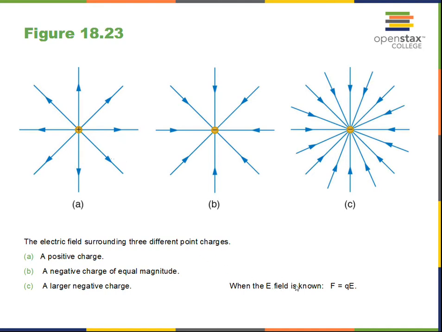And again, when we know the electric field, if someone tells us the number of coulombs of the charge and tells us the electric field happens to be 10 newtons per coulomb towards the right, then we could calculate the force. Just multiply the charge in coulombs times the electric field in units of newtons per coulomb. The direction of the force is the same as the direction of the electric field when this Q is positive. When the Q is negative, the direction of the force will be opposite to the direction of the electric field.